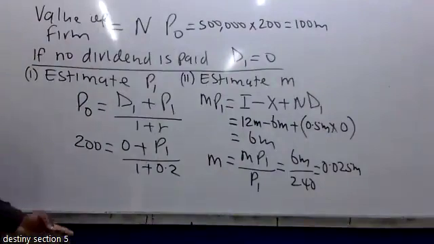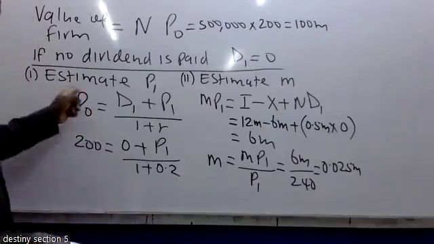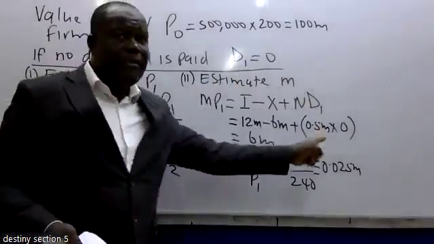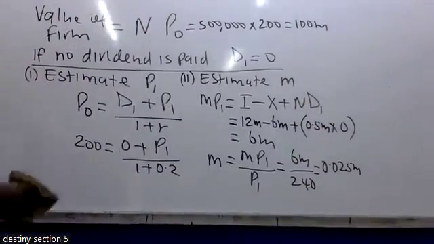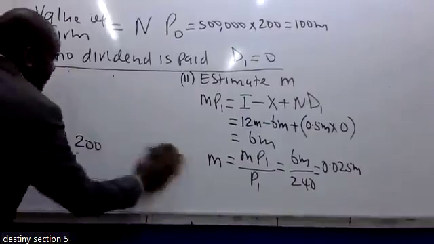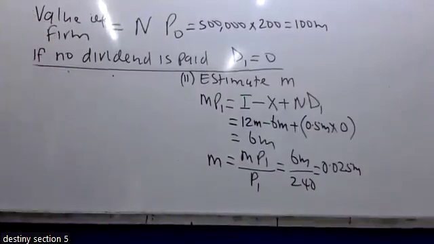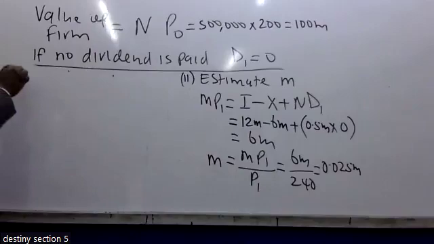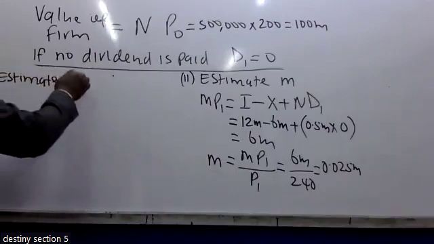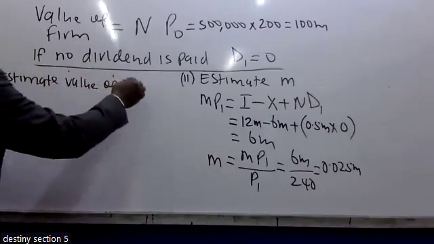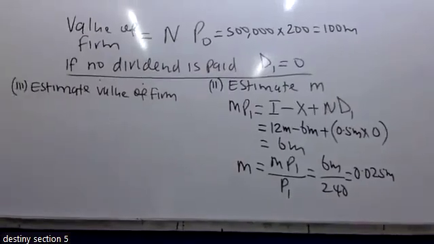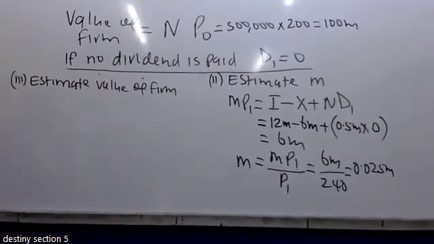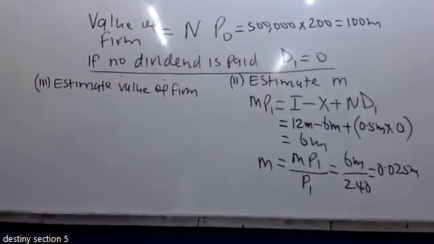Now after that, we got step number 3. We have so far gone through two steps, estimating P1 and estimating M. So the last step is now to estimate the value of the firm. So step 3 is to estimate the value of the firm. We want to see how to calculate the value of the firm.